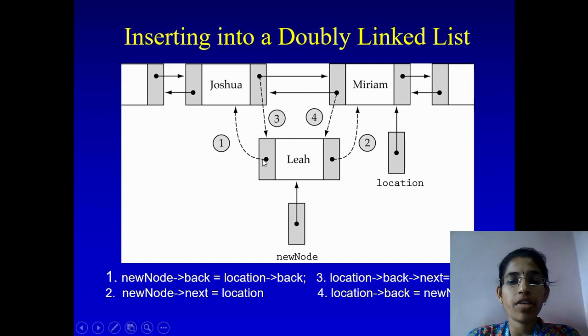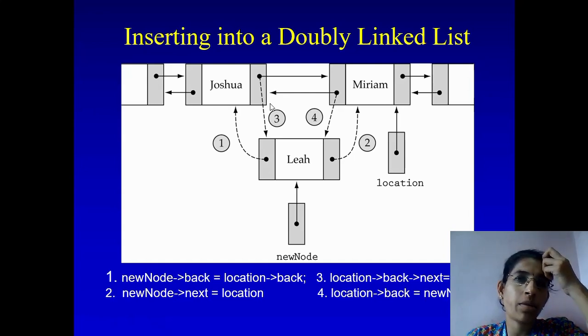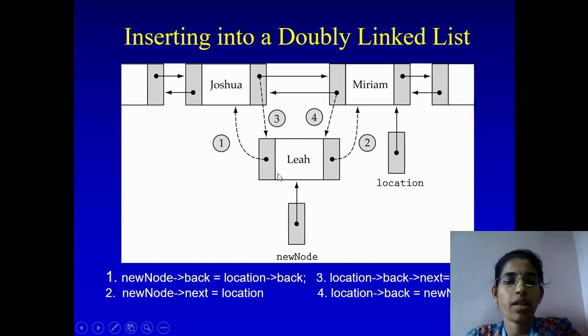It has a previous pointer and a next pointer. Previous and next. What happened? I want to choose the position. Maybe I want to choose position 2. So Joshua is the first element, Leka is the second element, which means I want to put the element at the second place.